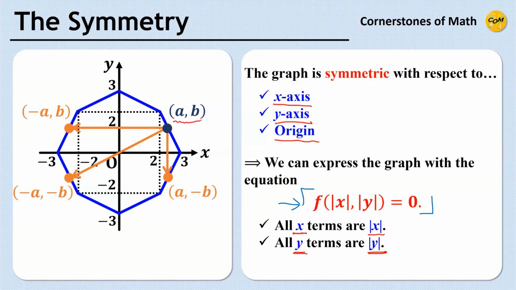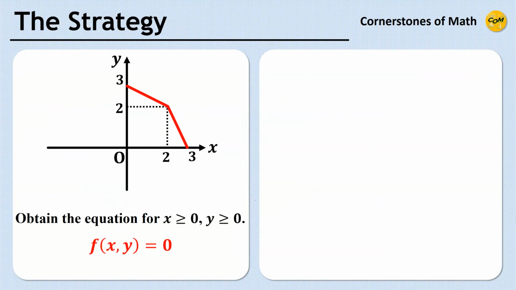If a certain point a, b is on the graph, this a, b must satisfy the equation of the graph. Moreover, these symmetric points, minus a, b; a, minus b; and minus a, minus b must also satisfy the equation of the graph. This is possible if the variable terms of the equation consist of only absolute values of x and y. So here's the strategy.